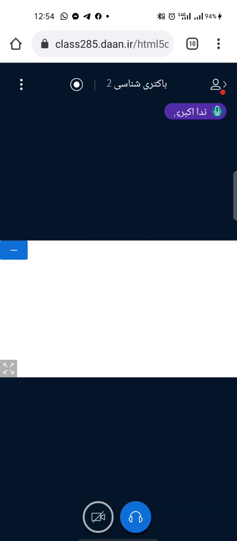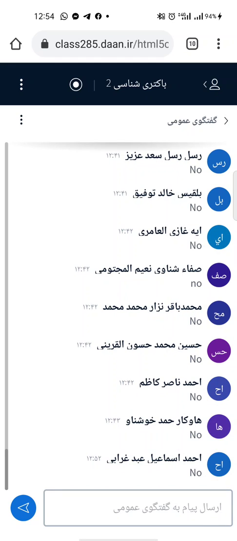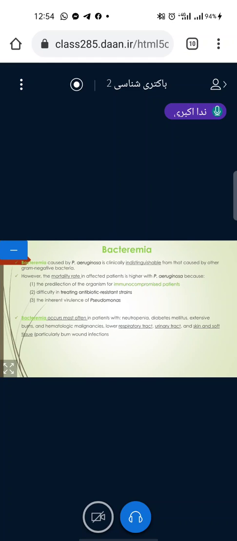The other important infection is bacteremia. But please pay attention to this point. Bacteremia caused by Pseudomonas aeruginosa is clinically indistinguishable from that caused by other gram-negative bacteria. It means you cannot distinguish bacteremia caused by Pseudomonas from that caused by, for example, E. coli. Both of them are similar, but the main point is here. Mortality rate in affected patients is higher with Pseudomonas aeruginosa.